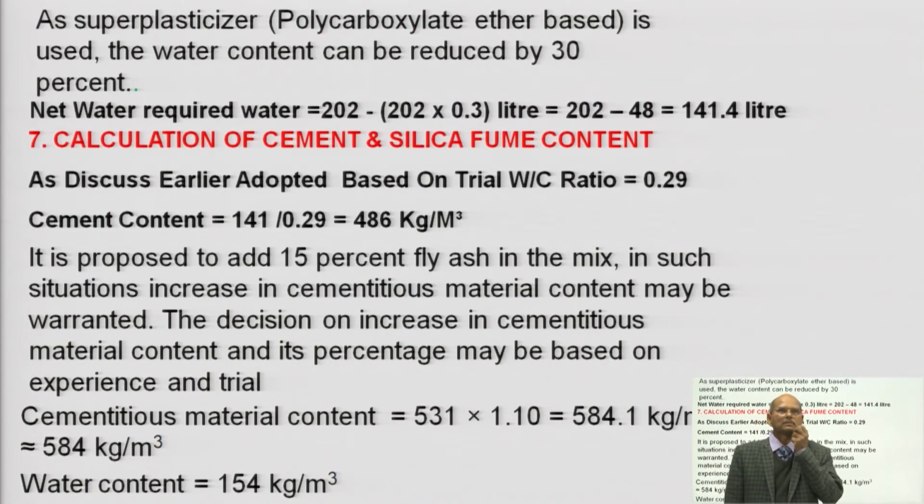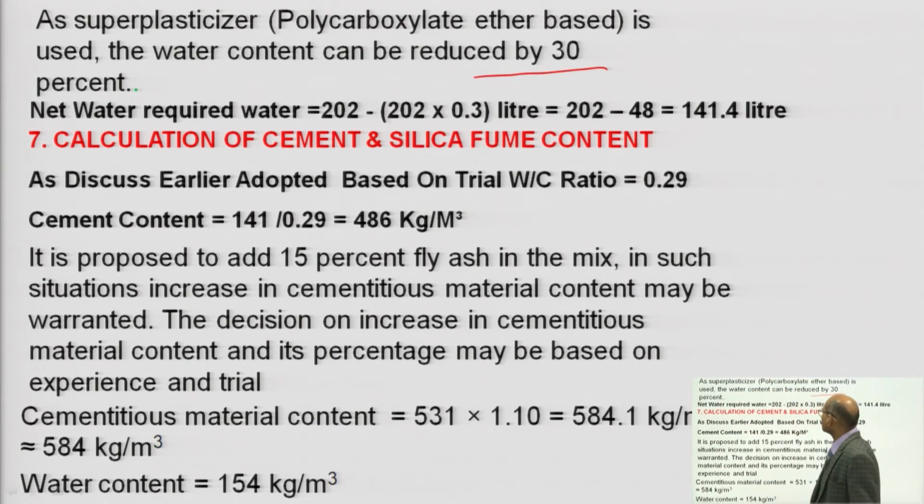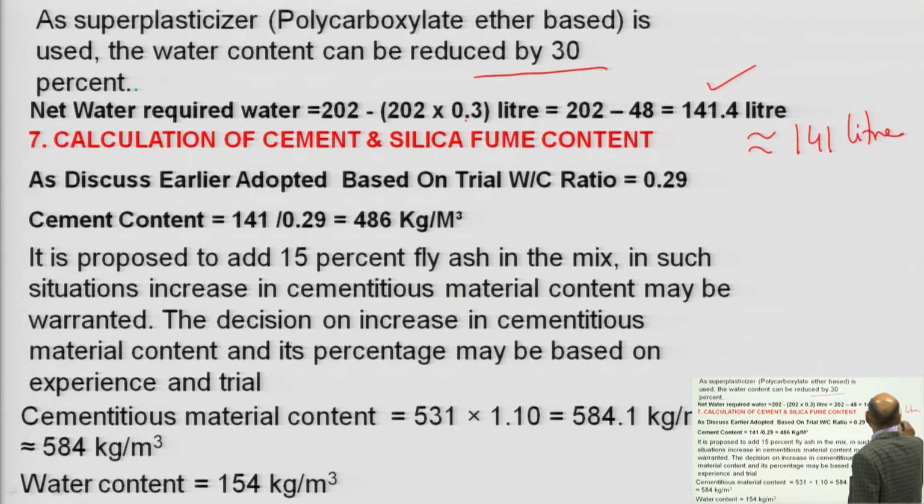Okay. As the super plasticizer, what are we using? Polycarboxylate ether based. So, you can reduce the water content up to 30%. If you are reducing by 30%, so 202 into 0.3, so we get 141.4. So, approximately you can say 141 liter, or kilogram, of water is required by weight.